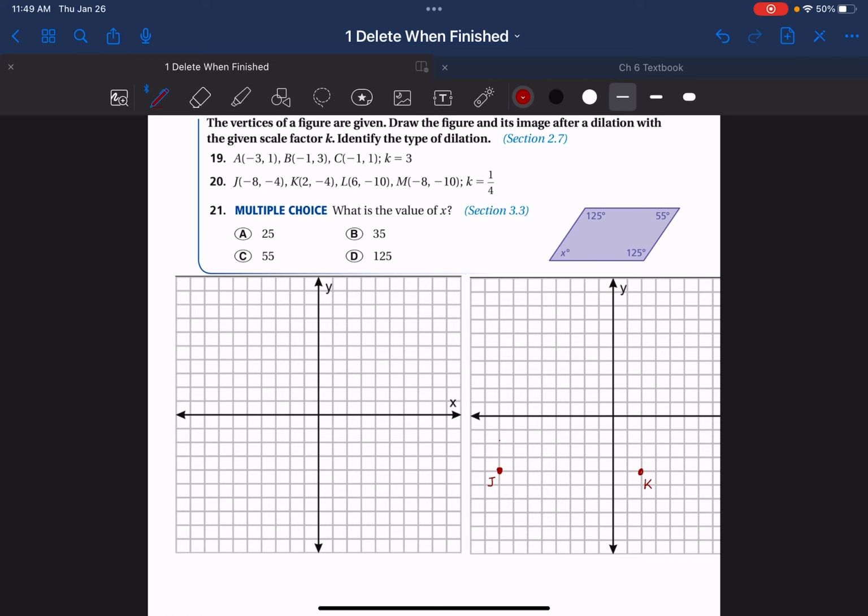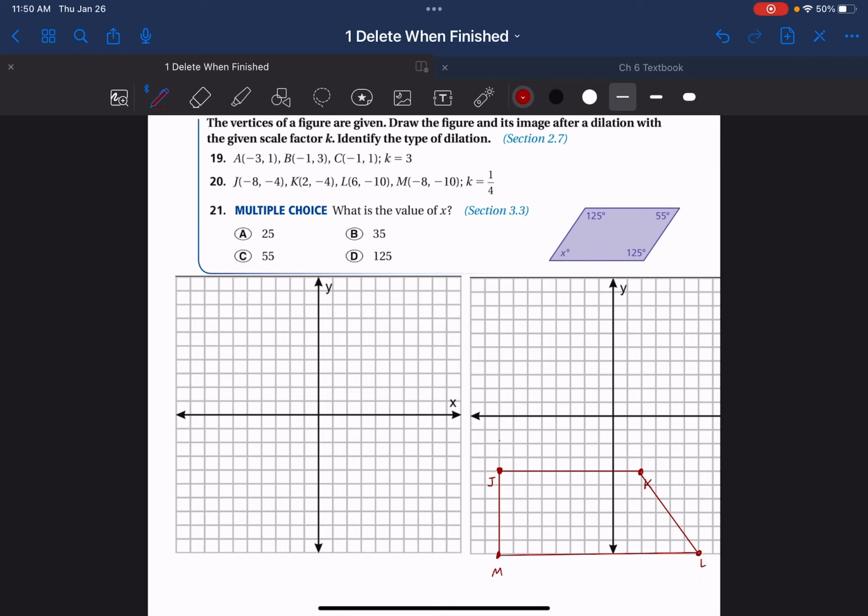And then I've got L, which is over 6. 1, 2, 3, 4, 5, 6. And then down 10. 1, 2, 3, 4, 5, 6, 7, 8, 9, 10. And that was L. And then M is back 8, which is in line with J right there, but then down 10, which I've learned is right there. And that is M. Okay, so I'm going to go ahead and draw that. Okay. Perfect. So that's the pre-image.